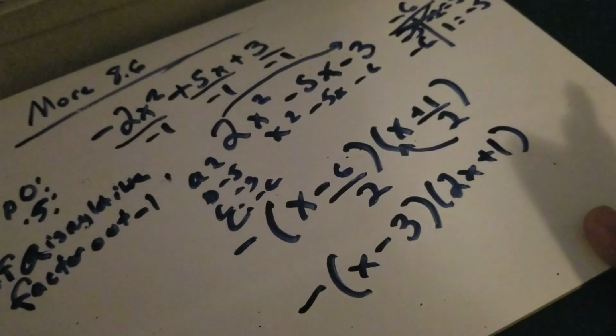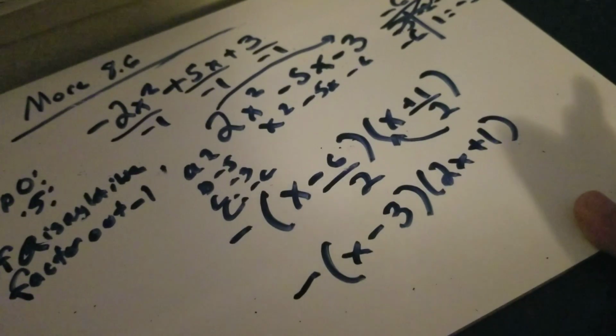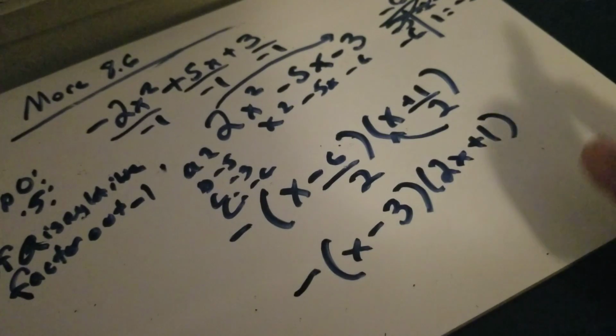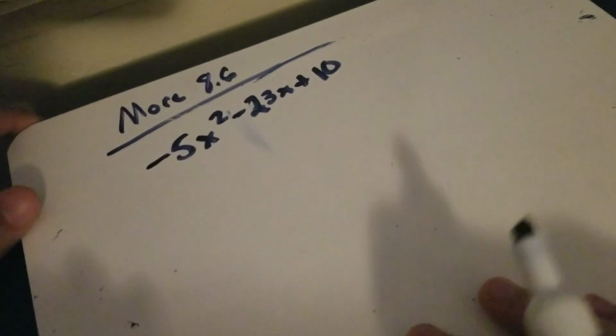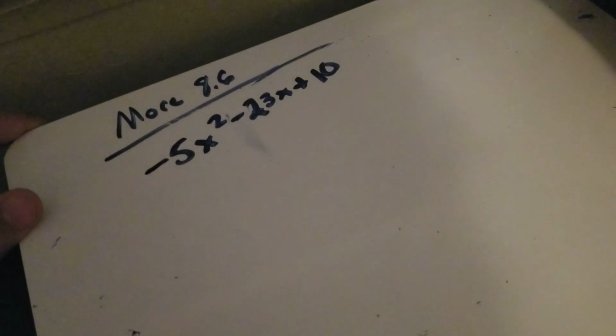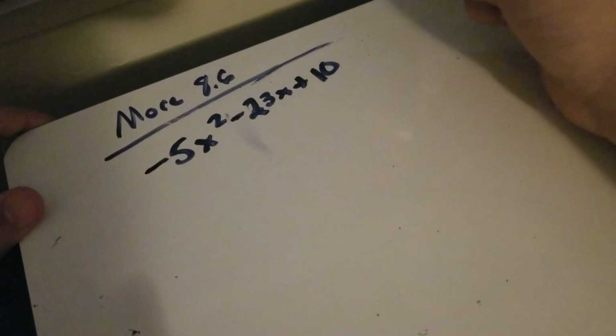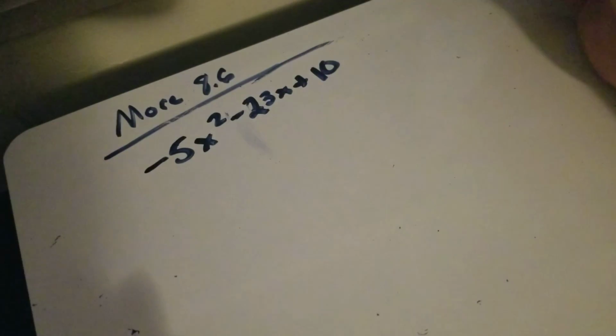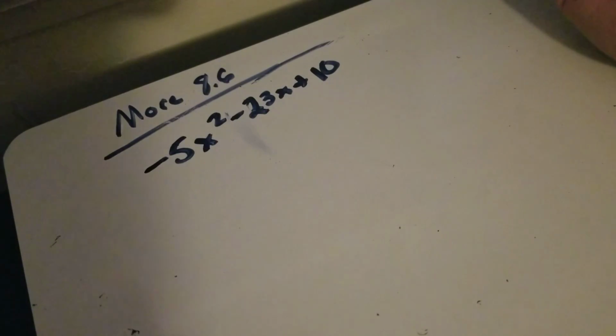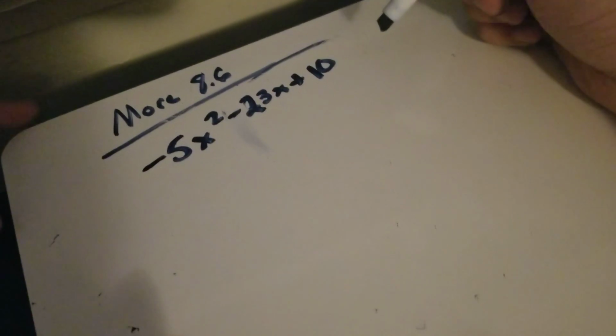Okay. So that's one type with a negative. I'm going to do one more with a negative to hopefully nail in the lesson. Okay, we're going to do another one with a negative. I think I made this one up. Hopefully it doesn't happen on your homework. So negative 5x squared minus 23x plus 10. Pause the video, give yourself time to write it down.